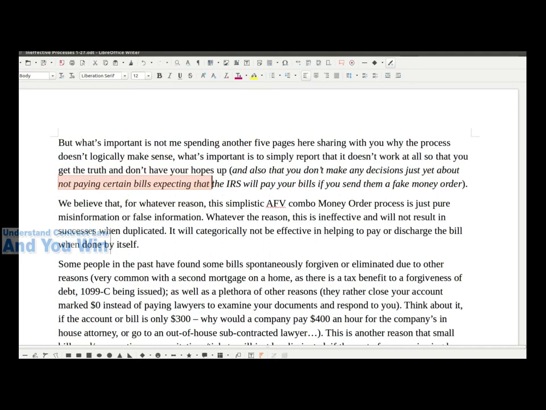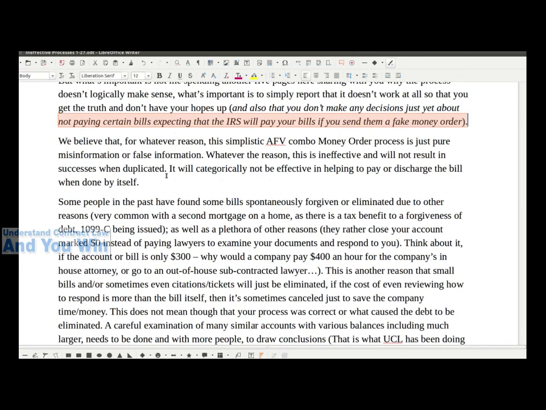We believe that, for whatever reason, this simplistic A for B combination of money order process is just pure misinformation or false information. Again, I'm not saying the people sharing it are all bad people. They may actually believe it works. For whatever the reason, from my research and my team's research, we believe it is ineffective and will not result in any success when duplicated. It will categorically not be effective in helping to pay or discharge a bill when done by itself.